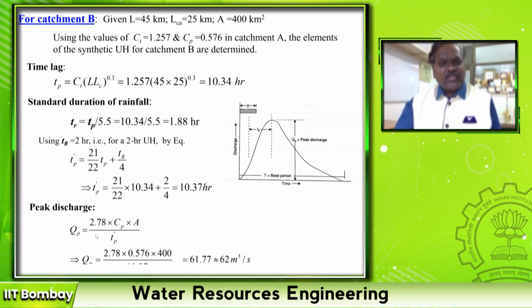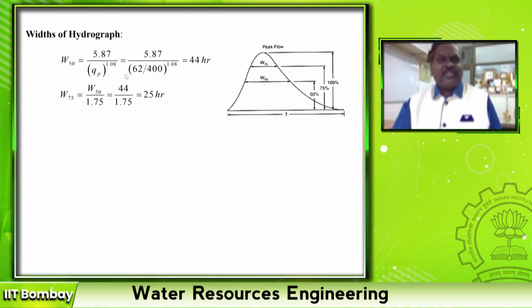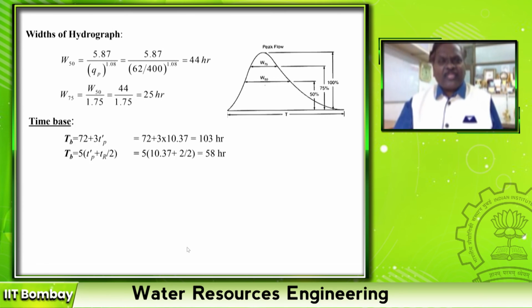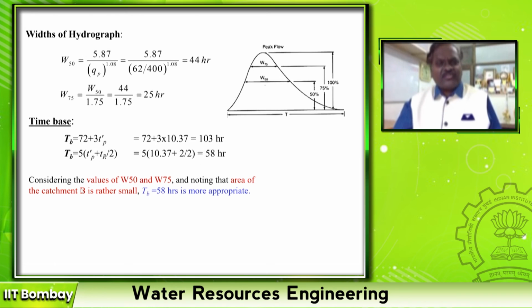Now peak discharge QP is equal to 2.78 CPA by time to peak. So peak discharge is almost 62 meter cube per second. Now width at 50% QP is 62 by area, 400 kilometers square, so 44 hours, and width at 75 is 25 hours. Time base is 103 hours in one estimation, another estimation is 58 hours.